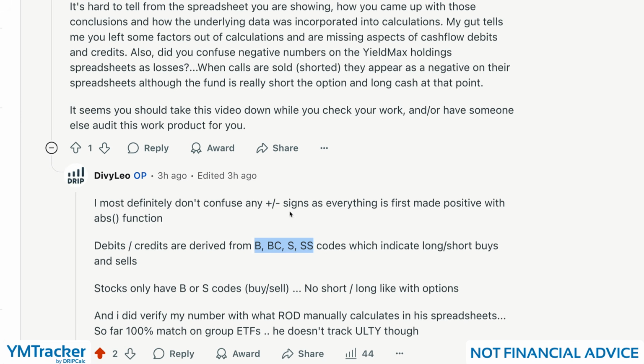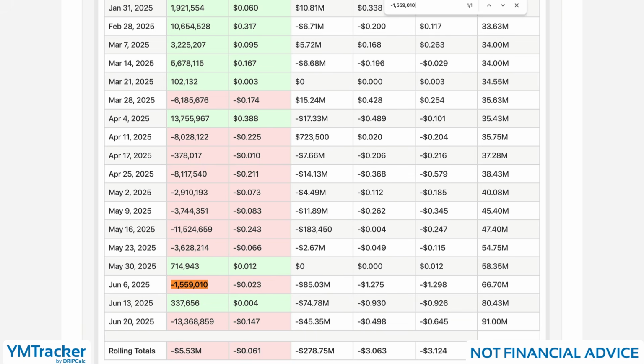That's how we do it. We don't care about the positive and negative numbers. We use an ABS function, which creates an absolute number that is always positive, and then we apply the math based on the code. So in this video, I will show that the math on the YieldMax tracker is 100% correct.